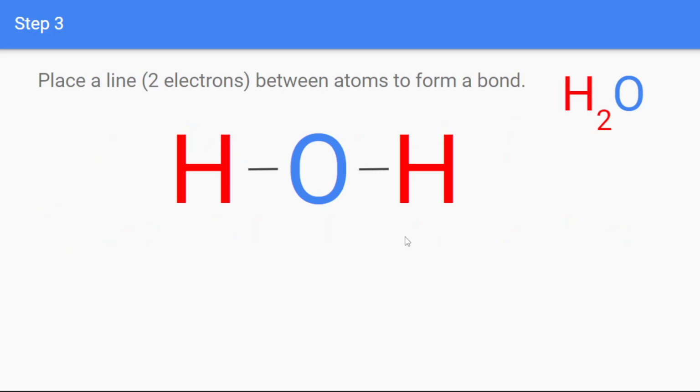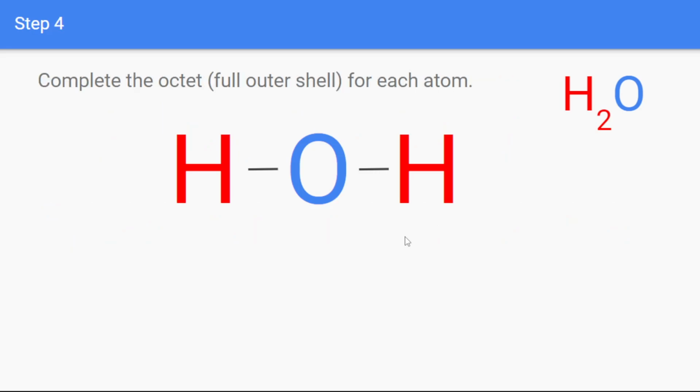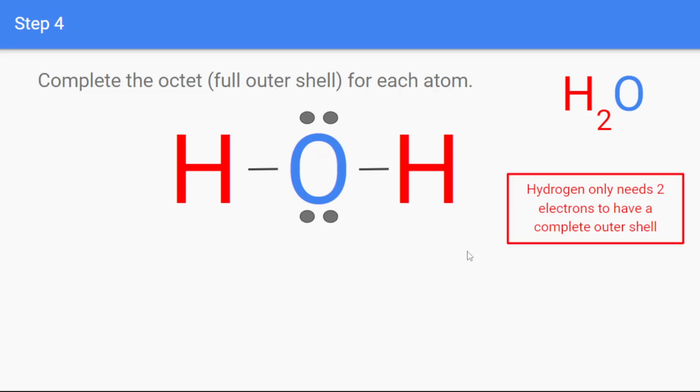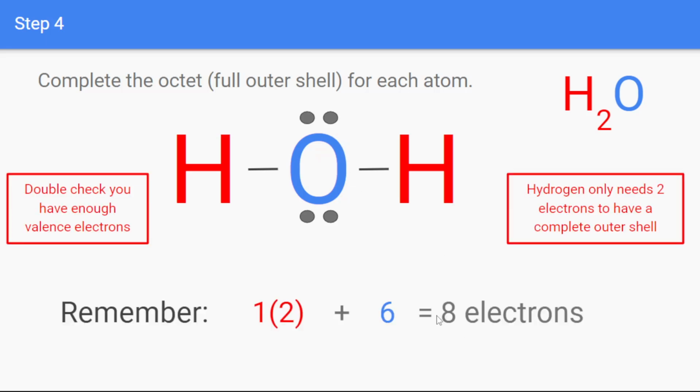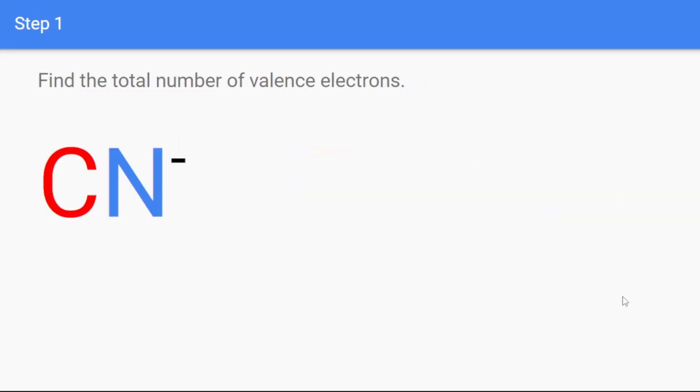Form bonds. Complete the octet. The hydrogens can only hold 2 total electrons, so 2, that one's good. 2, this one's good. We just need to do oxygen. Oxygen has 8. We needed a total of 8 electrons. We have 8, and all of our octets are complete, so this is also a finished Lewis structure.